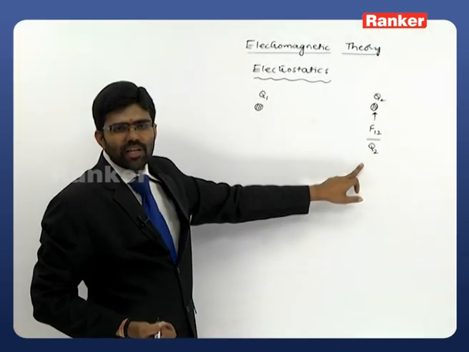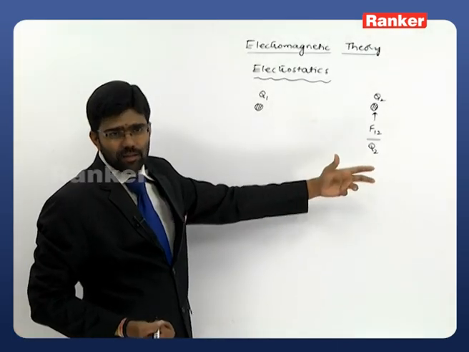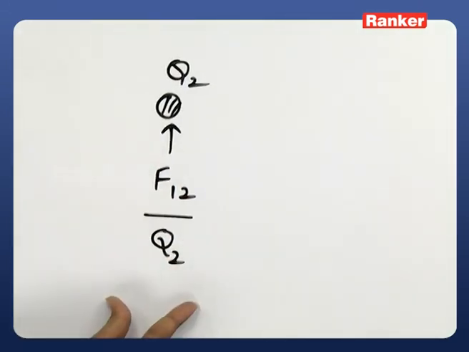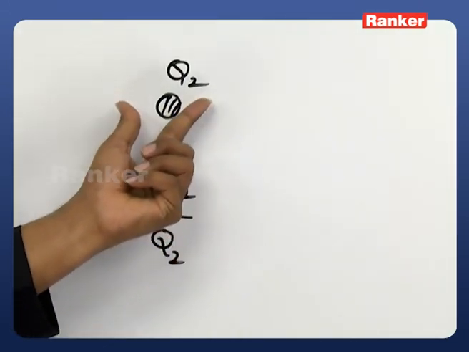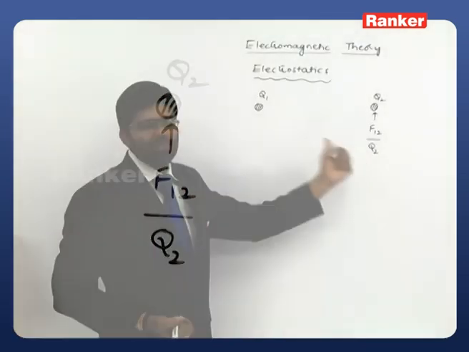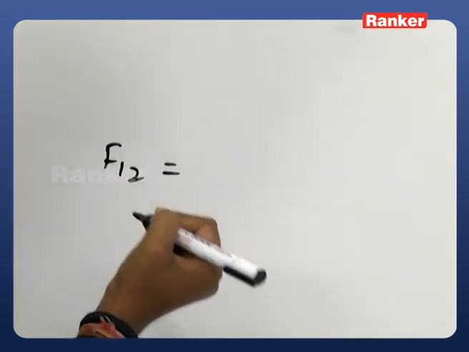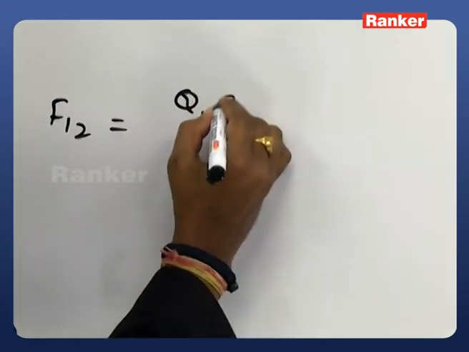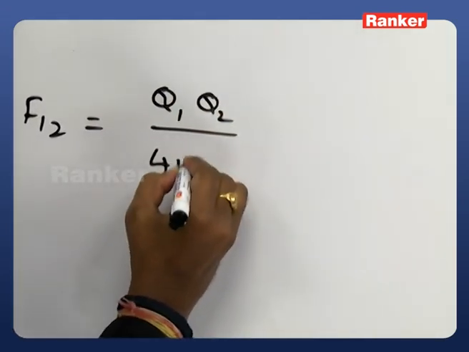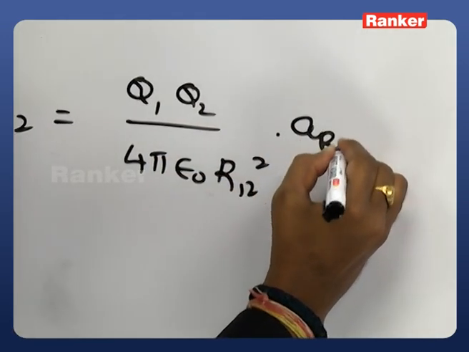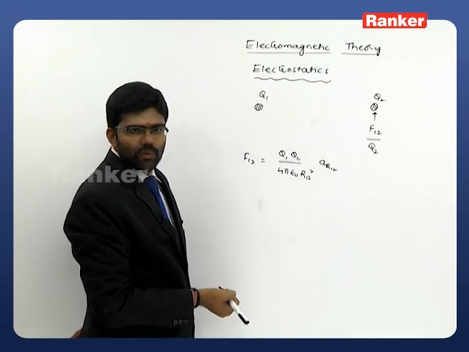Here clearly observe what we are calculating. We are calculating another quantity. That quantity is calculated as force per charge. The force which is observed at this particular charge per that particular charge. Now how can you write this F12? So the equation for F12 is q1 q2 by 4 pi epsilon naught r12 square a r12. That is what we can write.